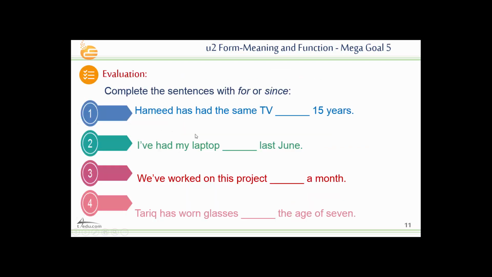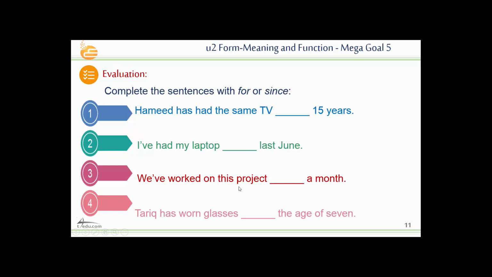All right, now complete the sentences with for or since. The first one is, Hamid has had the same TV 15 years. So what do you think here, we use for or since? Look at that word here, 15 years. Do you think it is a duration or a beginning of the action, a specific time? Of course, it's for 15 years. All right, what about the second sentence? I've had my laptop last June. Last June, is it for or since? Do you think it is a specific time, the point of start for the action? Yes, so here we use since last June.